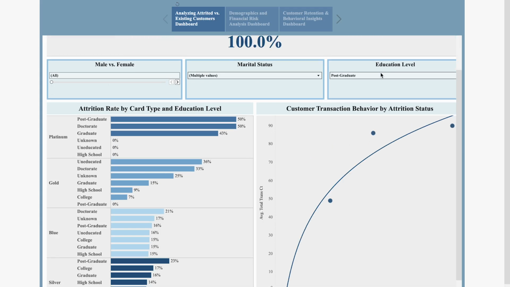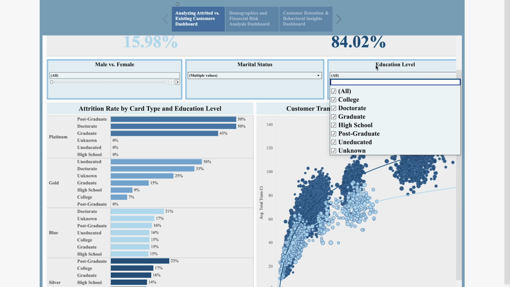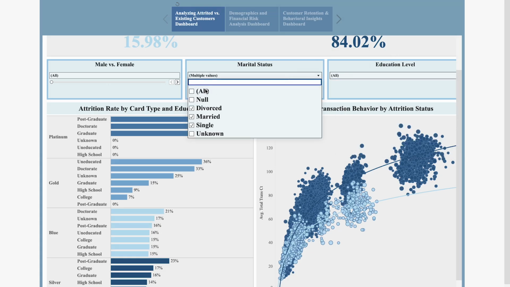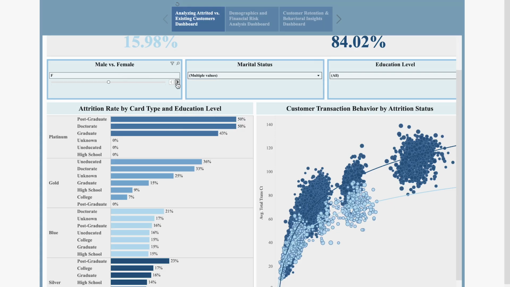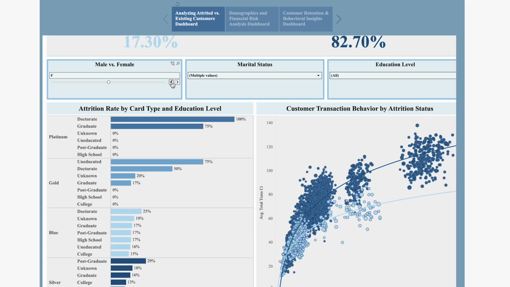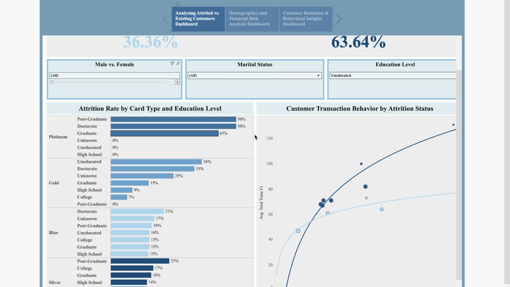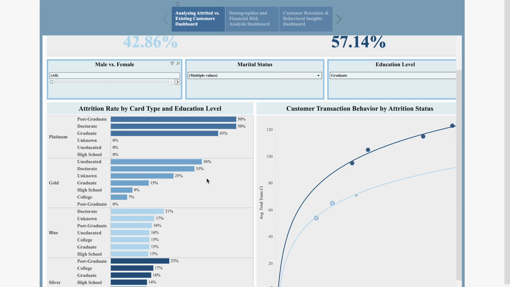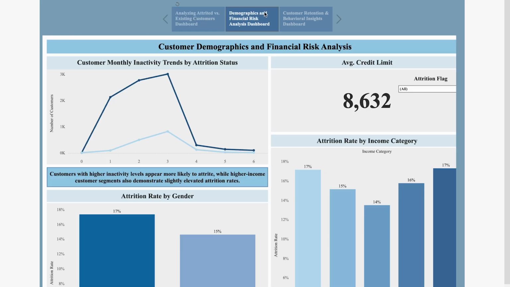On the corner, we have the education level filter, so you can select just one education level or select them in groups so you can see the difference between them. Here we also have the marital status. You can do the same thing, select them one by one or all at the same time or in groups. And on the other corner, we have the gender filter, where you can see the difference between female and male. Finally, down here we have the bars that you can click on and you can see the percentage of attrition rate.